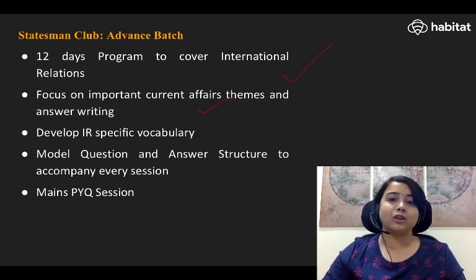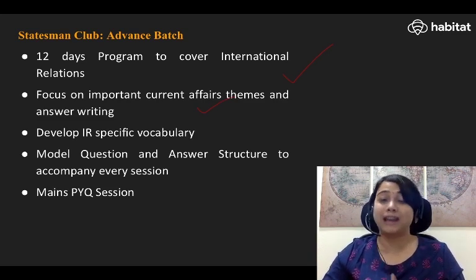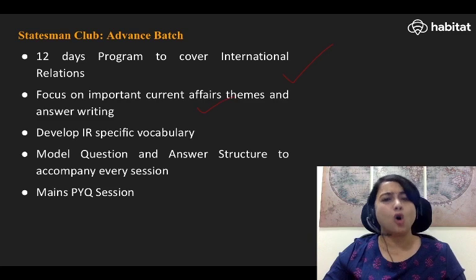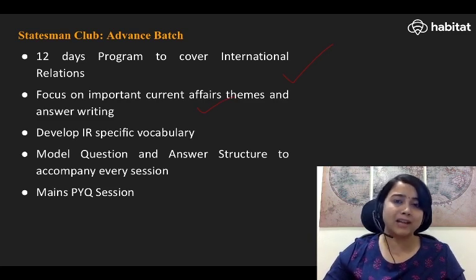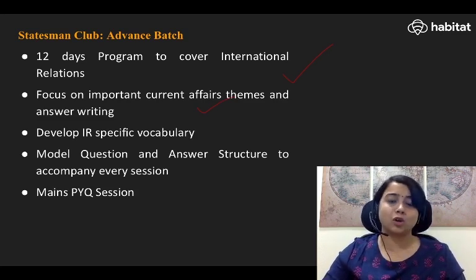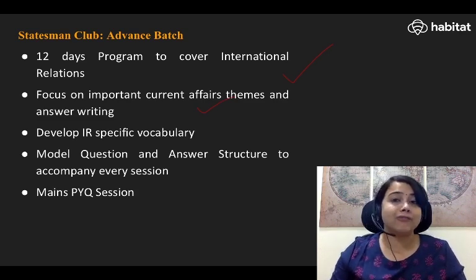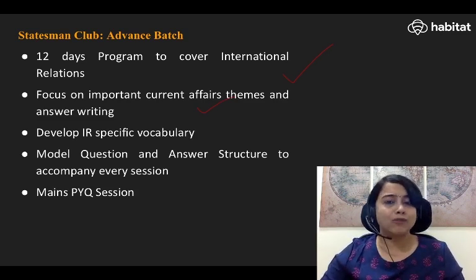Now, if you feel that you are hard pressed for time and you cannot devote time to answer writing, although writing one answer every day based on what you have studied in the class or discussed in the sessions of Habitat will help you consolidate your learning, and it will also help you overcome the inertia with respect to answer writing, because right after prelims you will have no option but to begin with answer writing. So if you start a little bit of it before prelims, it will give you an edge after prelims.